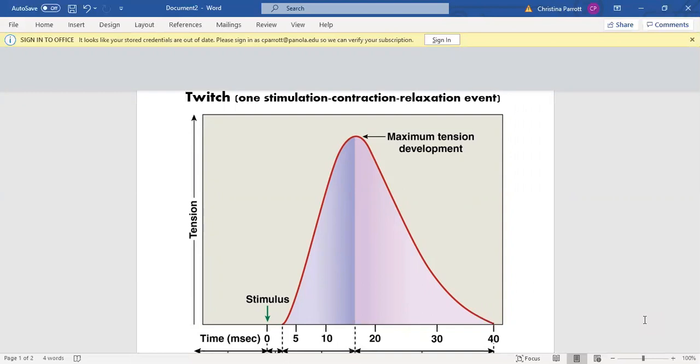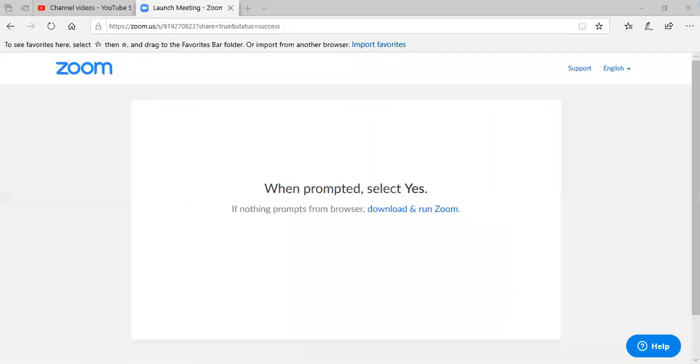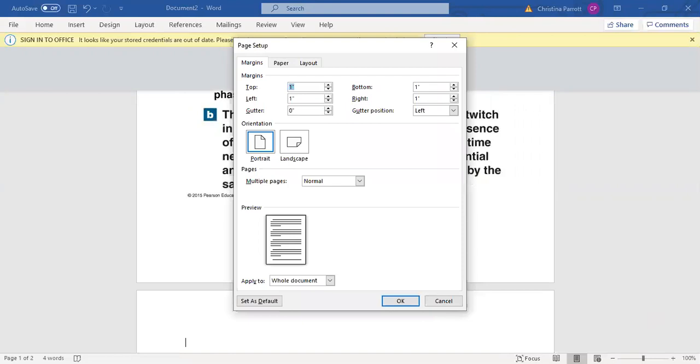called a twitch. Now, see if I can make it go down a little bit. It's not cooperating. Really? Sorry about that. For some reason, my Word was not cooperating. Okay.